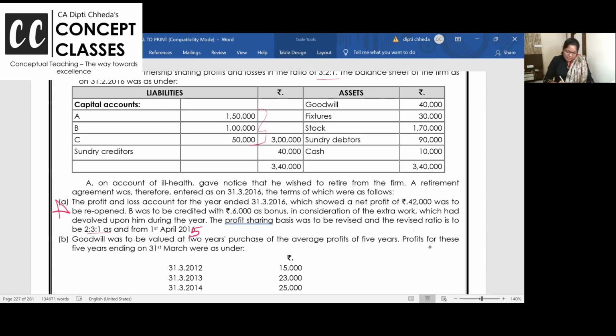So star mark this point and read it 3 times. I am waiting. Now read. Read very carefully. It's a rare case where some profit has already been given in 3:2:1. When you give profit to partners, what entry do you make? P&L account debit to partners' capital account. Now partners' capital account debit to profit.